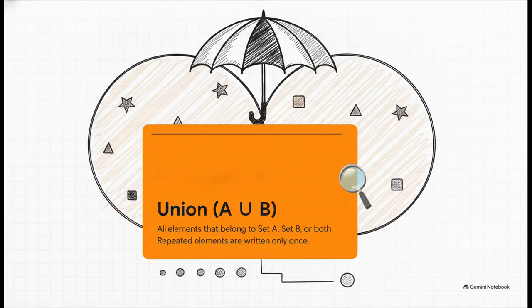First up, we have the union of sets. Think of that U-shaped symbol as a giant umbrella uniting everyone in set A or set B, or both. The absolute golden rule here: repeated elements are written only once. The union brings everything together without counting anyone twice.